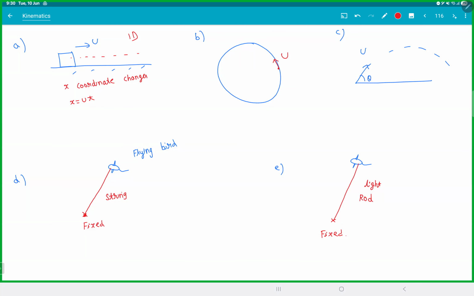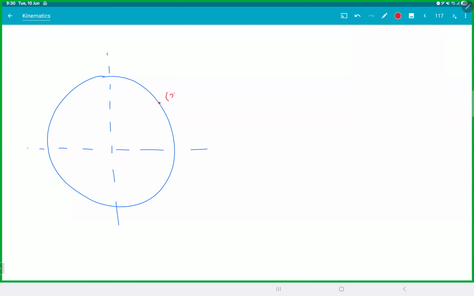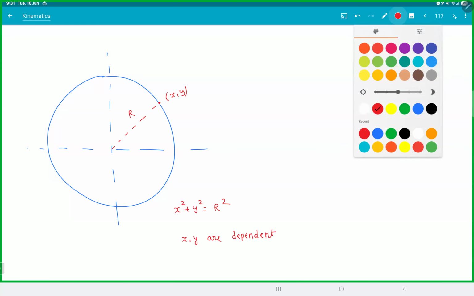What about a particle going in a circle? A particle going in a circle is also 1D. Listen why. You can argue this in two ways. When you take a circle, at any point the coordinates are x comma y. So x square plus y square is r square, even though it looks like there are two variables, x and y are dependent. The moment you fix the value of x, the value of y will get fixed. Getting it?